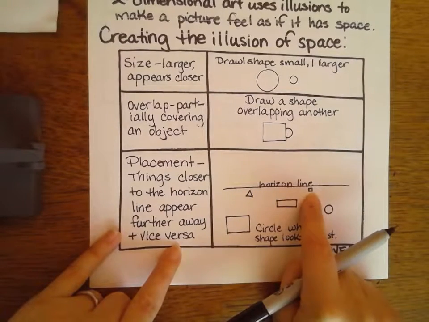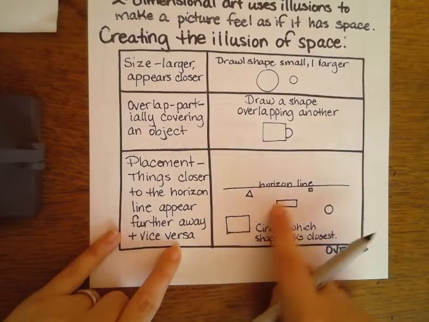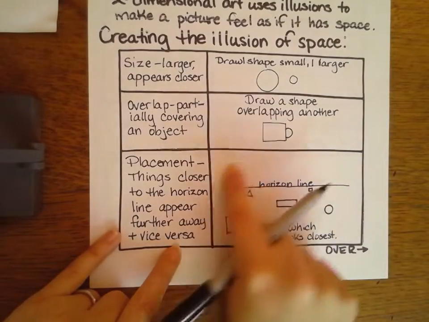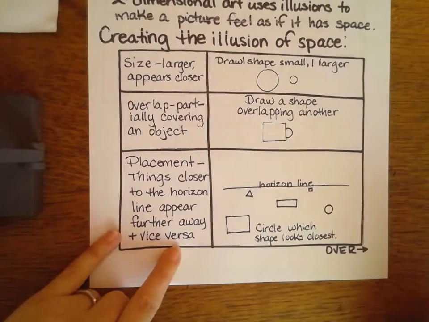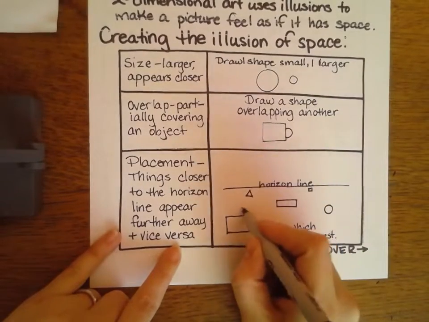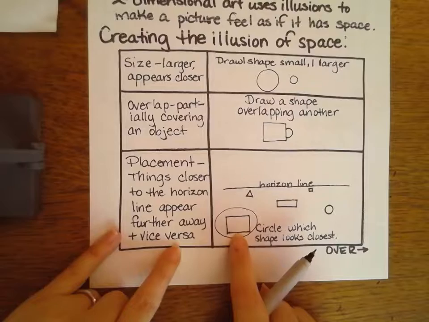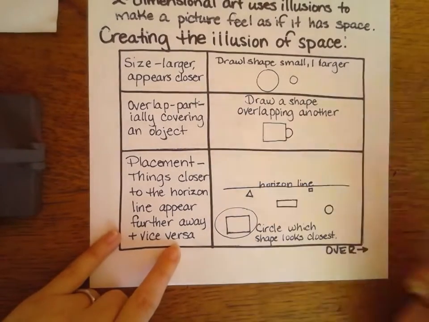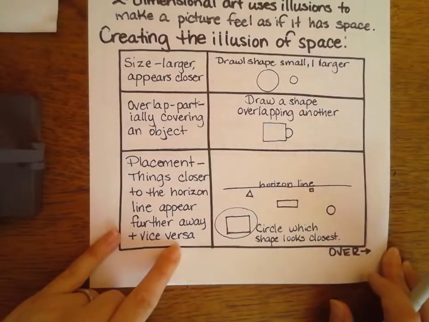They're also typically smaller. So in this box, it asks, which of these shapes looks like it's closest to you? It will end up being this guy, because one, it's bigger, but it's also furthest away from this horizon line. Flip it over real quick.